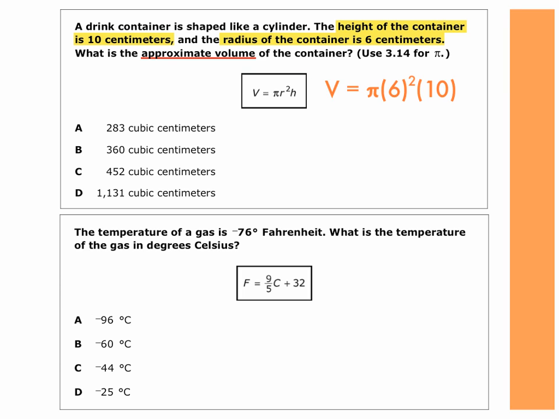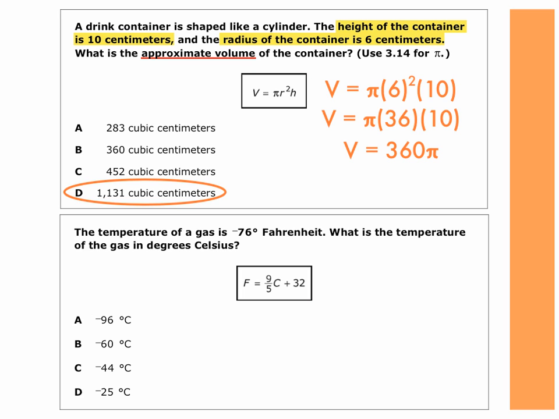The first thing we need to do with the order of operations to find this volume is square 6, which would give me pi times 36 times 10. Well, 36 times 10 is going to be 360 pi. If you have a calculator handy, do 360 times 3.14, and you'll find that the closest answer choice to what you get should be D, 1,131 cubic centimeters.